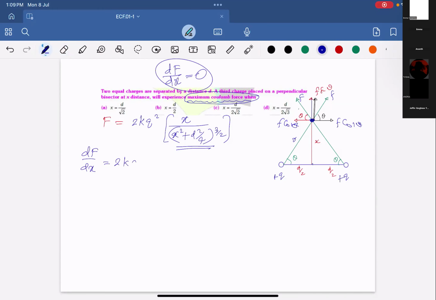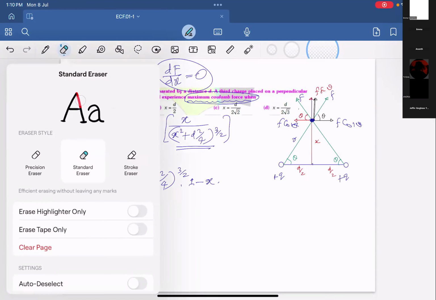How to find it? 2kq square into, I'm taking the formula: denominator into derivative of numerator minus numerator into derivative of denominator. I'm going to take dF by dx. So first of all, 2kq square I'll keep as such, into denominator, x square plus d square by 4 the whole raised to 3 by 2, into derivative of numerator. What is differentiation of numerator? Differentiation of x is 1, minus numerator, x, into differentiation of denominator.